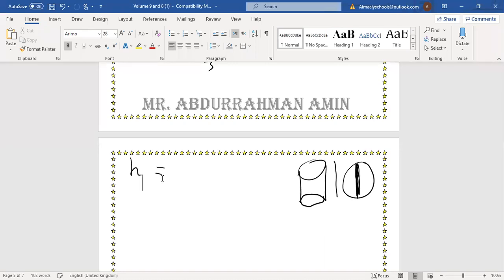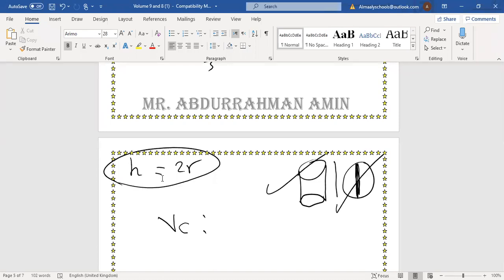So the height of the cylinder equals the diameter of the sphere, or equal to two radii. The height of the cylinder equals two radii. Yes. Okay, now complete, Ahmed. Calculate the ratio between what and what? The volume of the cylinder. Calculate the ratio of their volumes, giving your answer in the form of volume of cylinder to the volume of sphere.